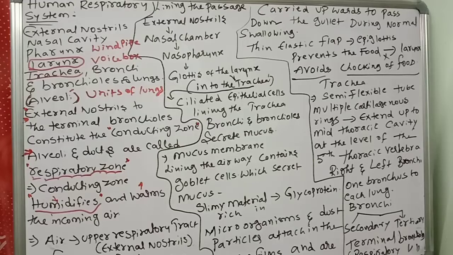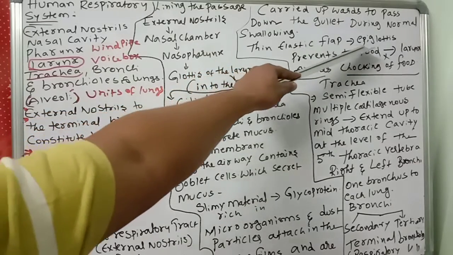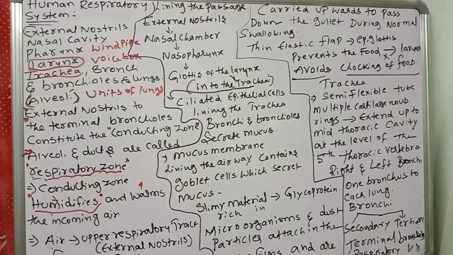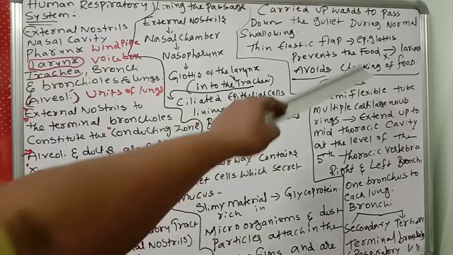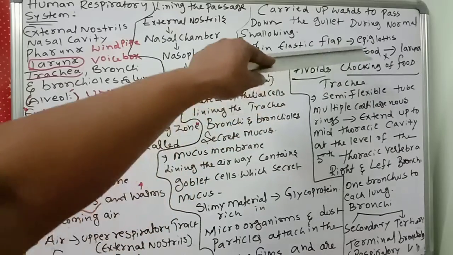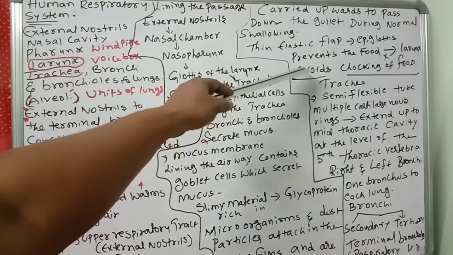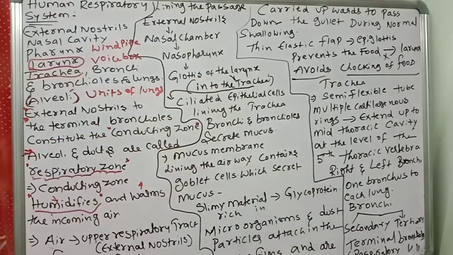So what do we have to do? Which structure does not allow the food to enter the larynx and trachea? Number one, an elastic flap-like structure, that is called the epiglottis. It is the most important bit, asked many times in exams. It prevents the flow of food into the larynx and also avoids the choking of food. So then food will go to the esophagus.